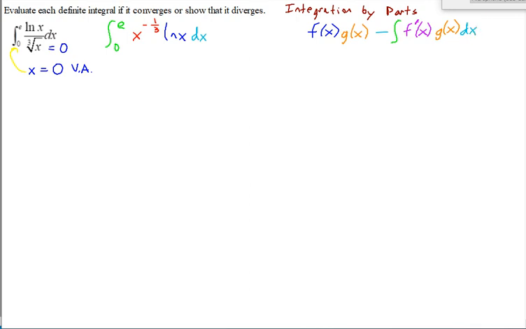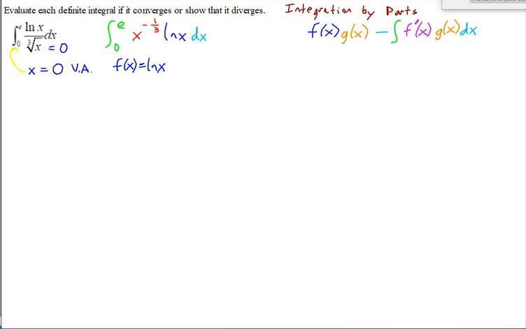So the way to figure this out is based on which one's easier to find the derivative of, or which one's more easily integrable. In this case, you can find the derivative of both of them. This one's easy to integrate. Natural log of x is not easy to integrate. It requires integration by parts itself. So that's how you know in this case to set f of x equal to natural log of x. That simplifies a little better with the derivative too.